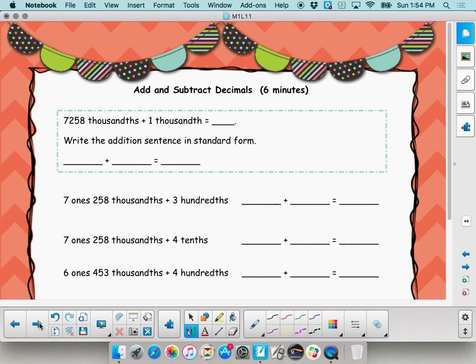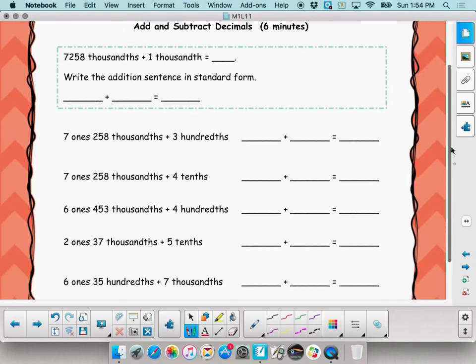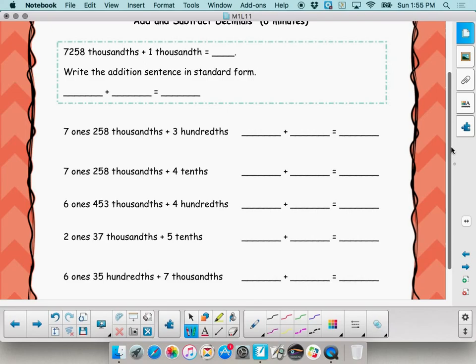Okay, we're going to practice adding in unit form without lining it up. So I'm going to give you little hints with the arrow to kind of help you. So it says 7,258 thousandths plus 1,000 would be 7,259 thousandths. Okay, how do I write that in standard form?